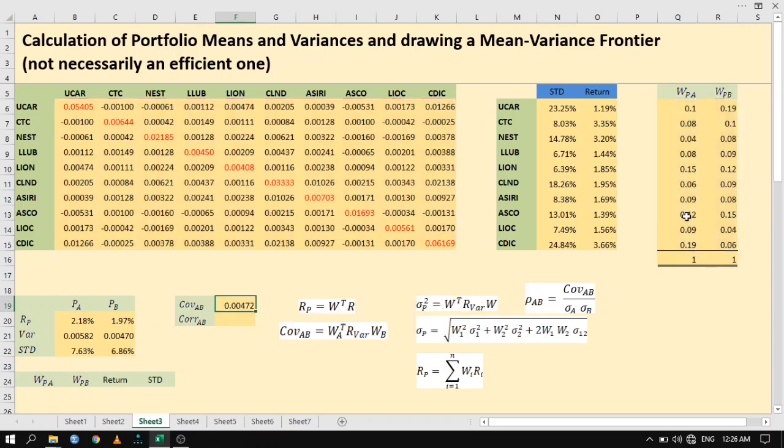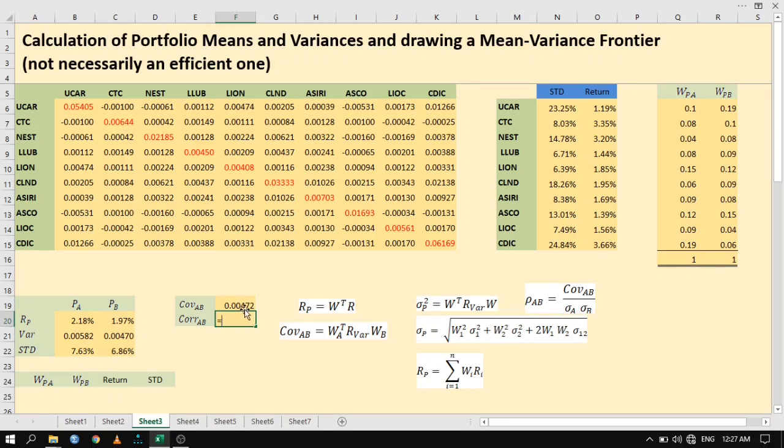Control Shift Enter, so you get the covariance between the returns of these two portfolios. Then in order to calculate the correlation between these two, I am going to use this particular formula. All you have to do is divide the covariance between these two portfolios, covariance AB, by the product of the standard deviations.